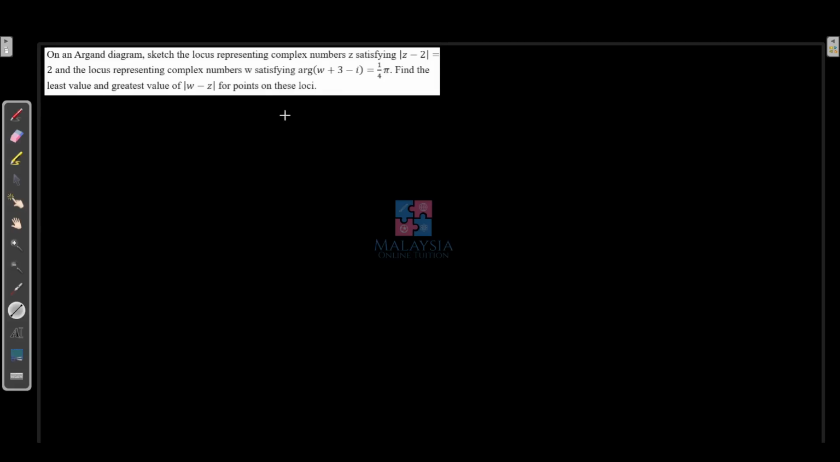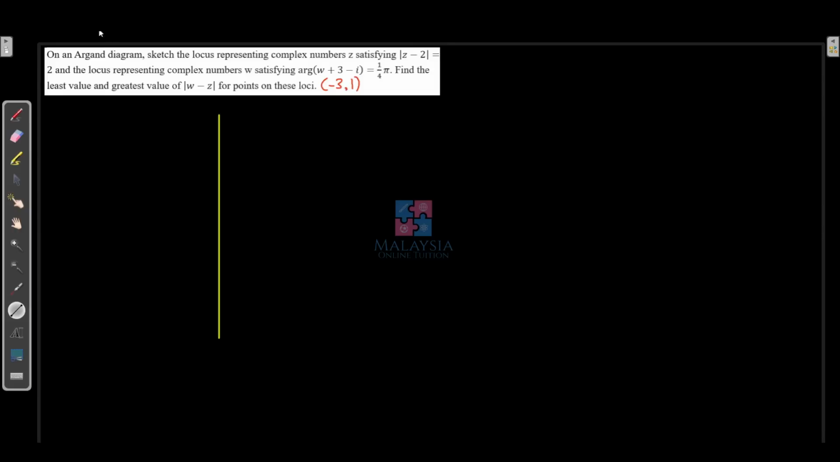So now we have to sketch these two loci first. The first locus is going to be a circle. The center is 2, 0, and the radius is 2. And then the next locus is going to be a half line, which we are going to sketch from -3, 1, and the argument is going to be 1 over 4 pi.